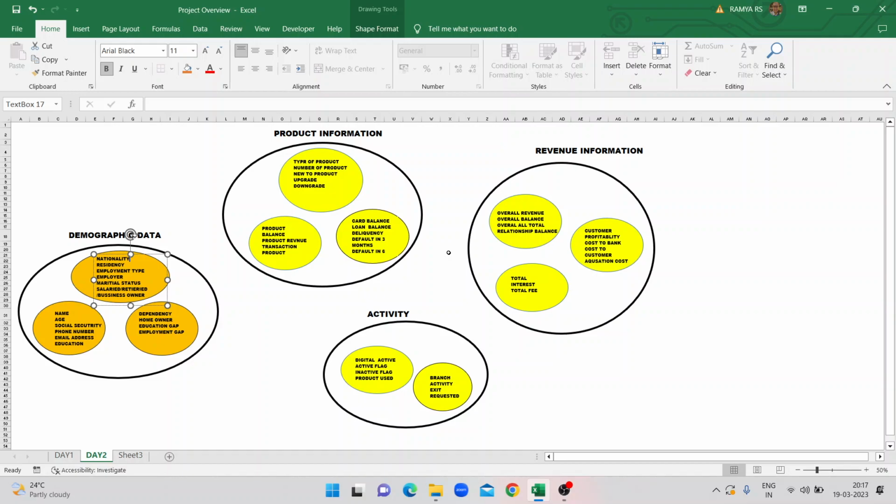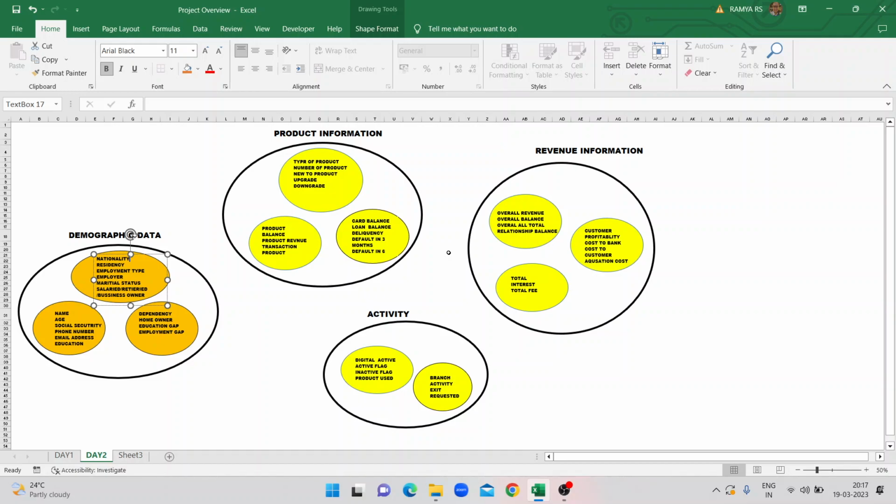Then we have marital status, simply to know whether the customer is dependent, or to have information on the spouse. Is the spouse working, right? Then we have salaried, retired, or business owner. So we can have a flag or information on whether the customer is salaried, is retired and getting a pension, or is a business owner, right?